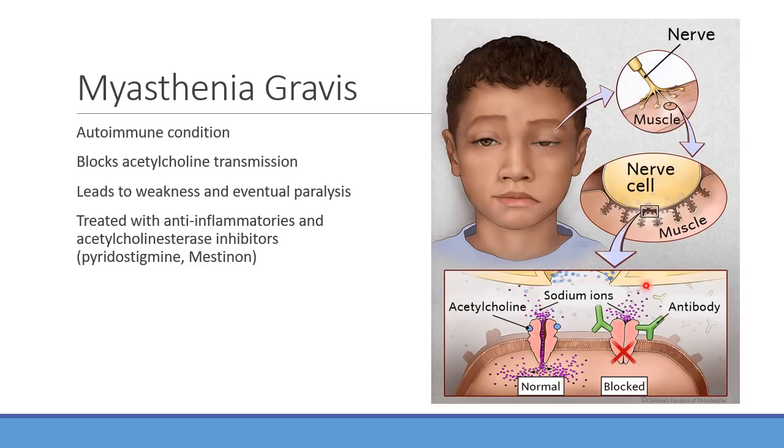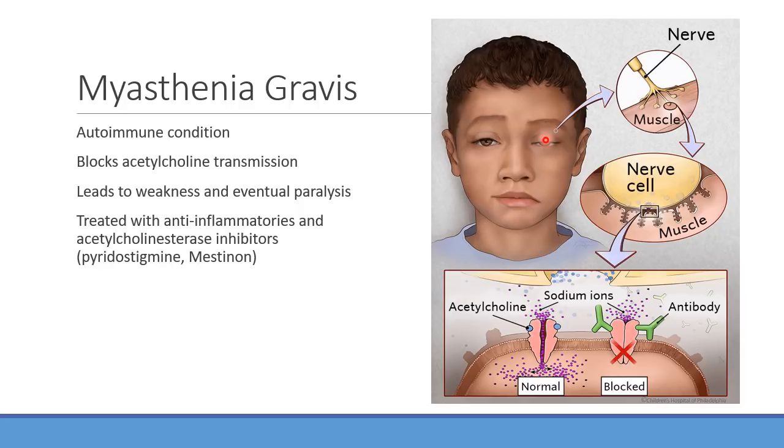Here's another condition called myasthenia gravis. This is an autoimmune condition, so I'm sure Dr. O could probably tell you much more about it than I can, but basically this causes a blockade of acetylcholine transmission, right? One of the big things you'll see with these patients is they'll develop weakness, they may have difficulty speaking. One of the big things you'll see here is ptosis, where their eyelids start to droop a little bit.